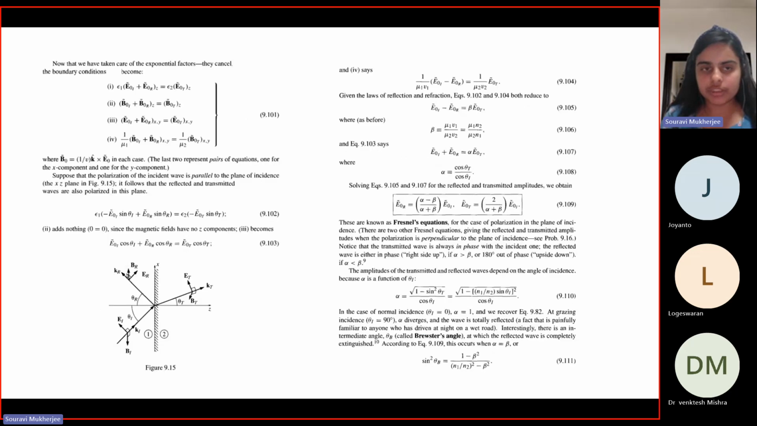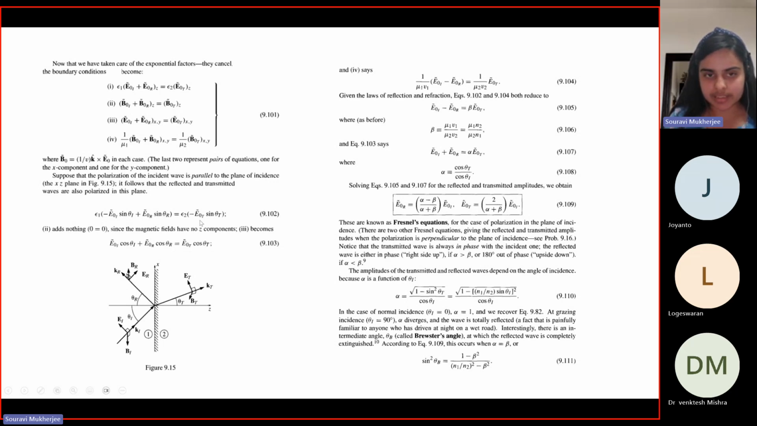Now, if you apply the same boundary conditions, the process remains the same, but here we take into account the components. We have to be careful about how we choose the components. Suppose the polarization of the incident wave is parallel to the plane of incidence, which is the XZ plane for this particular derivation. Then when you write the X components, you have to write it as E01 sine theta 1. Here it will be ER sine theta R.